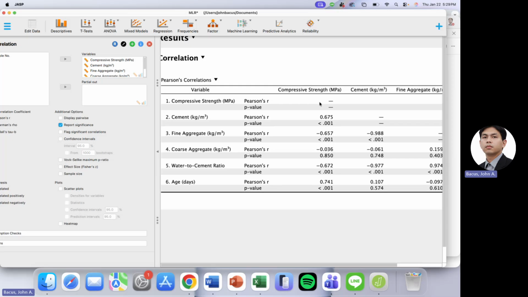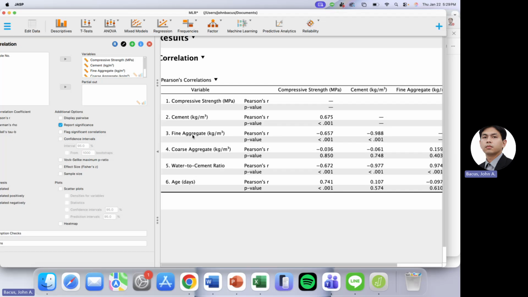But, there is a term that we call multicollinearity. What do we mean by that? So, multicollinearity happens if both independent variables Pearson R value are 0.7. So kung titingnan po natin yung fine aggregate at saka yung cement, 0.988. So ito siya at saka ito, class, can be removed. Pwede natin siya i-remove kasi they are multicollinear.